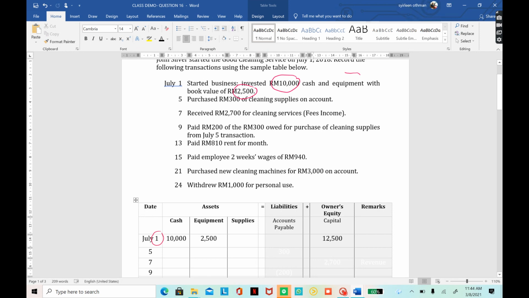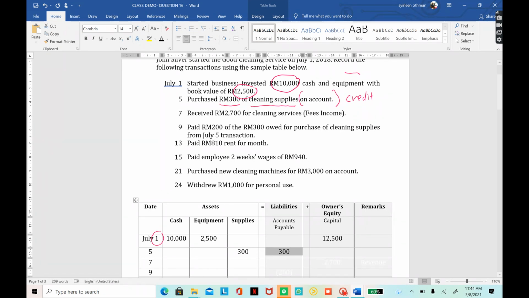Next, on 5th of July, he purchased 300 ringgit worth of cleaning supplies. But the cleaning supplies are bought on account. This is actually on credit terms. So we'll have 300 ringgit worth of supplies in the supplies column. But since we haven't made any payments yet, this 300 will be in your accounts payable column, which is your liability.